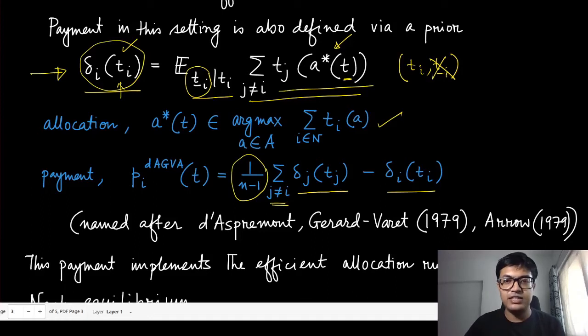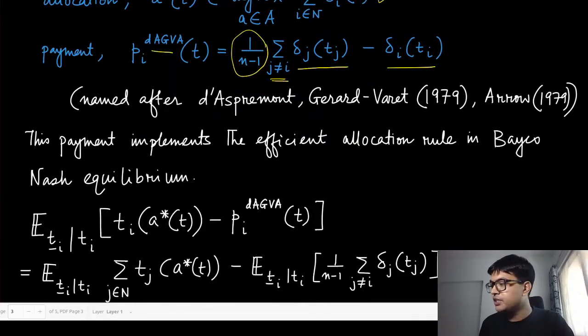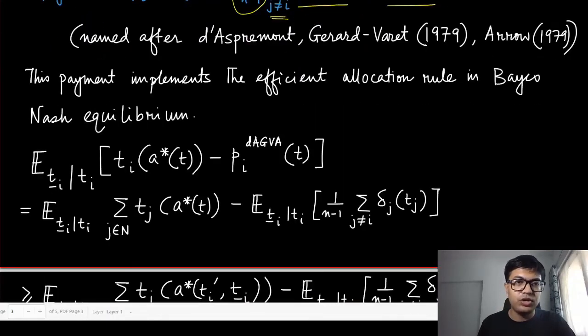And for that reason, this mechanism is called the dAGVA mechanism, and sometimes called the expected VCG mechanism. The name dAGVA comes from the names of its inventors. So this payment implements the efficient allocation rule in Bayes-Nash equilibrium. So what do we mean by that?